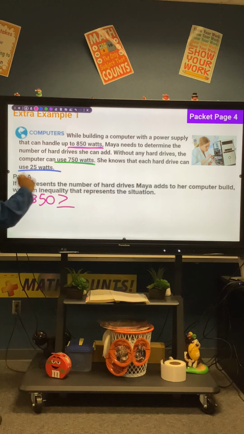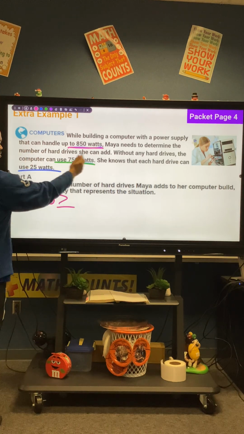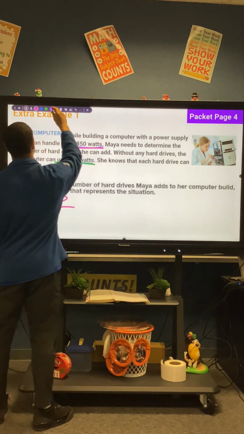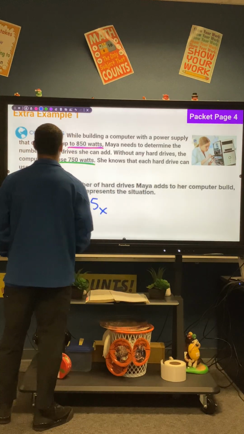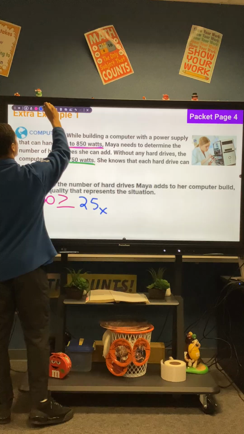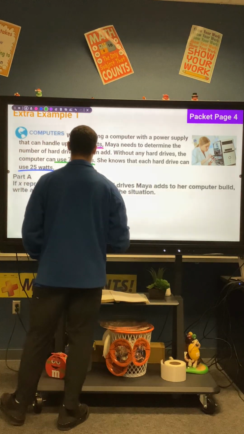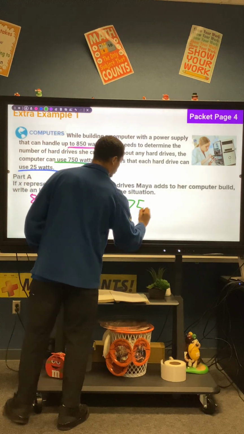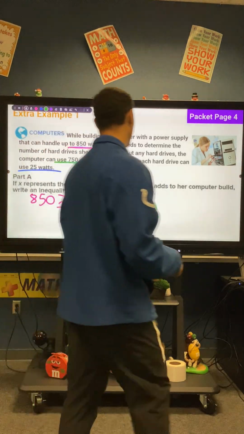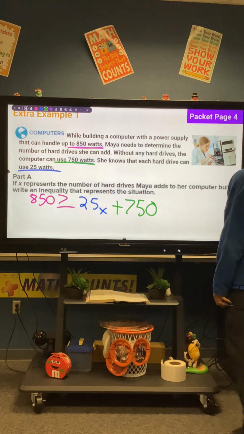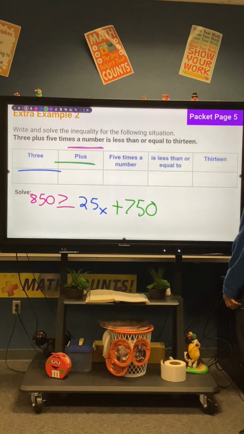So 850 is going to be greater than or equal to my 25x for as many hard drives as I can add, and then plus my 750 watts that I'm going to begin with. Does that make sense? Yes.